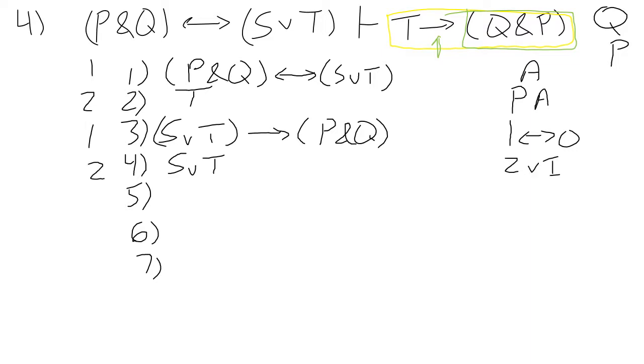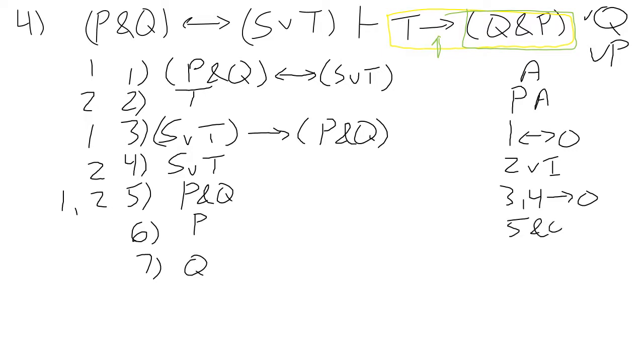We can toss that into our conditional statement to get P and Q. So that's going to be 3 and 4, arrow out, and 2. And now what are we looking for? We're looking for Q and P. We've got P and Q, so we just need to separate them. And then put them back together the way we need them in our conclusion.